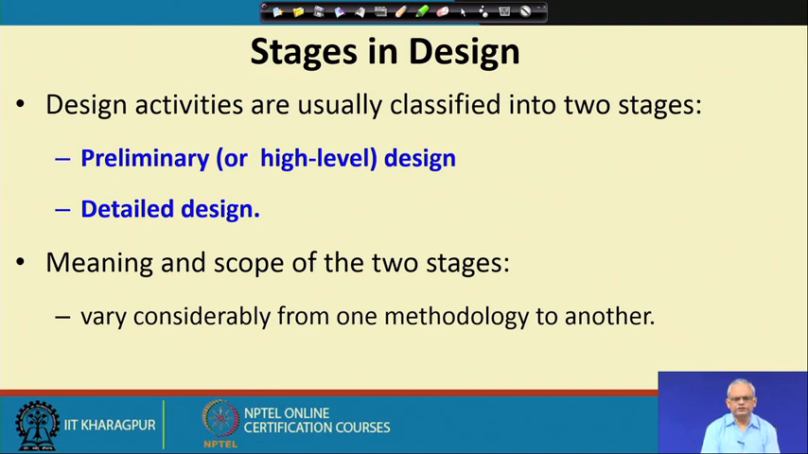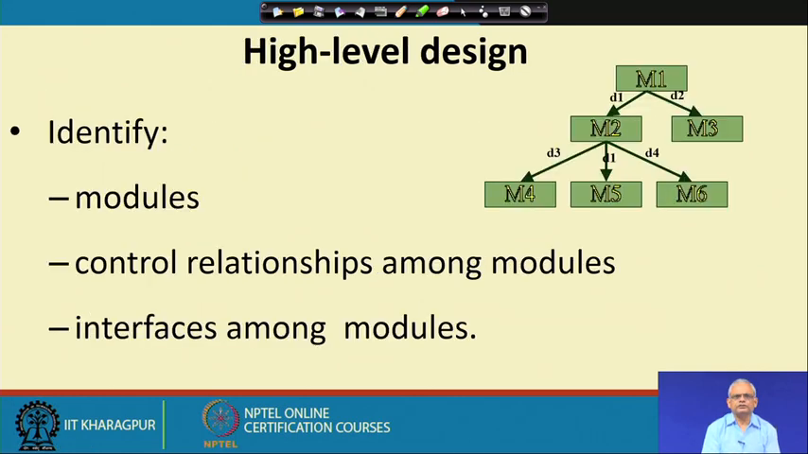Even in the procedural design there are several methodologies. We look at one of the methodologies, but there exist dozens of methodologies. Even among the methodologies, there is quite a variation in what exactly should be done in the architectural design and what exactly to be done in the detailed design. We will look at those issues a little later, but then let us see what is expected in the high level design.